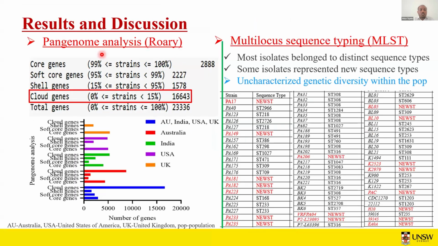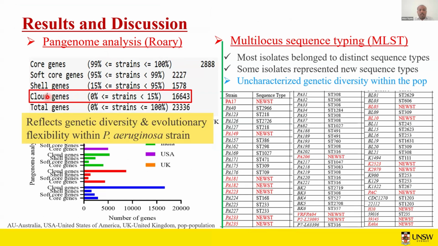The pangenome analysis shows that the ocular Pseudomonas aeruginosa isolates contain a high number of cloud genes, which reflects the genetic diversity and evolutionary flexibility within Pseudomonas aeruginosa strains. Moreover, multilocus sequence typing analysis shows that most of the isolates belong to distinct sequence types. However, some isolates represented new sequence types, which indicates that there is still uncharacterized genetic diversity within the Pseudomonas aeruginosa population.